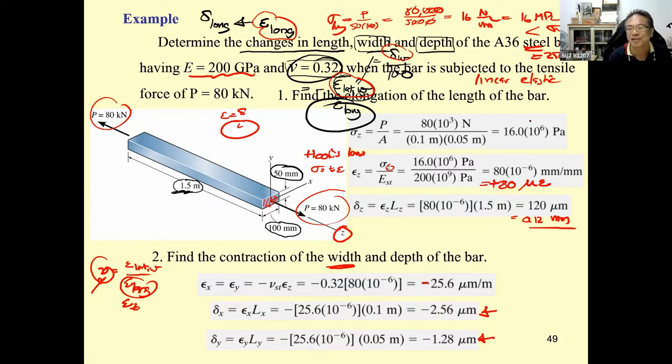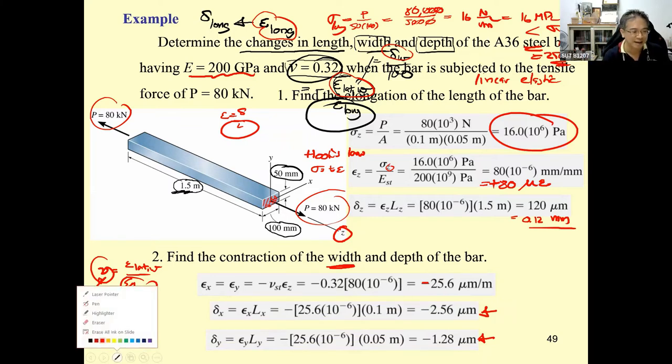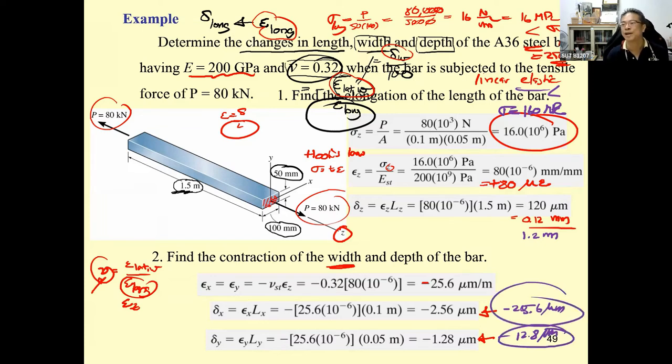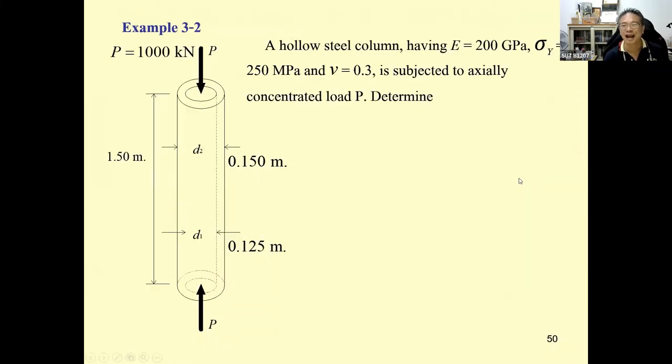Since the stress is small, the stress is just 16 megapascal compared to this one. If you expand this 10 times, when the stress is 160 megapascal, still less than this, the linear elastic behavior, this one will change to 1.2 millimeter. This one will change to 25.6 micrometer. This one will change to 12.8 micrometer. They are still small. And aluminum also has this type of small Poisson ratio, so your airplane will not have air leaks if you design it properly by using the correct one.